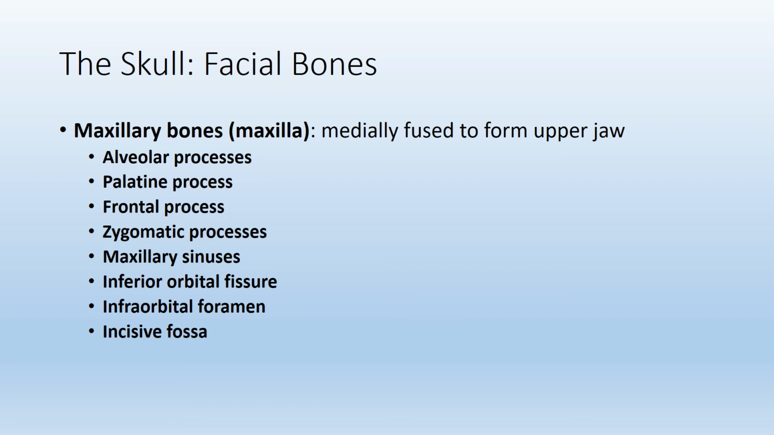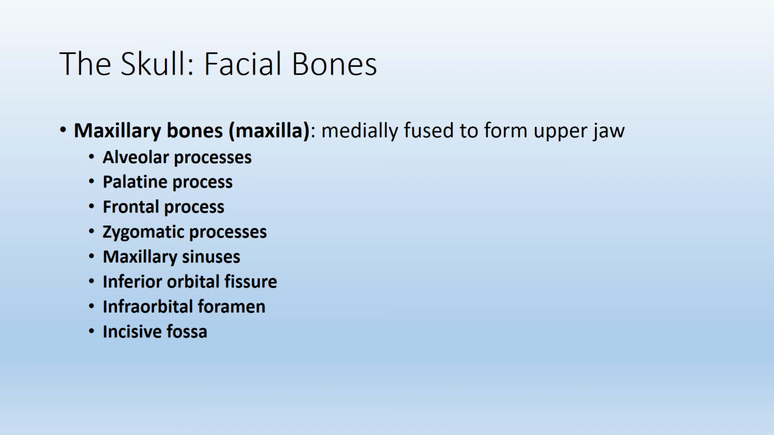Moving along, let's address the upper jaw now. Again, we have a left and a right maxillary bone that we just collectively call the maxilla. But when both of them come together, they form the upper jaw. Several different processes, some openings. First, we have the alveolar processes, which are the exact same thing that we saw on the mandible. They are used to anchor the teeth. The palatine process will help to form the anterior aspect of the hard palate, or the roof of your mouth.